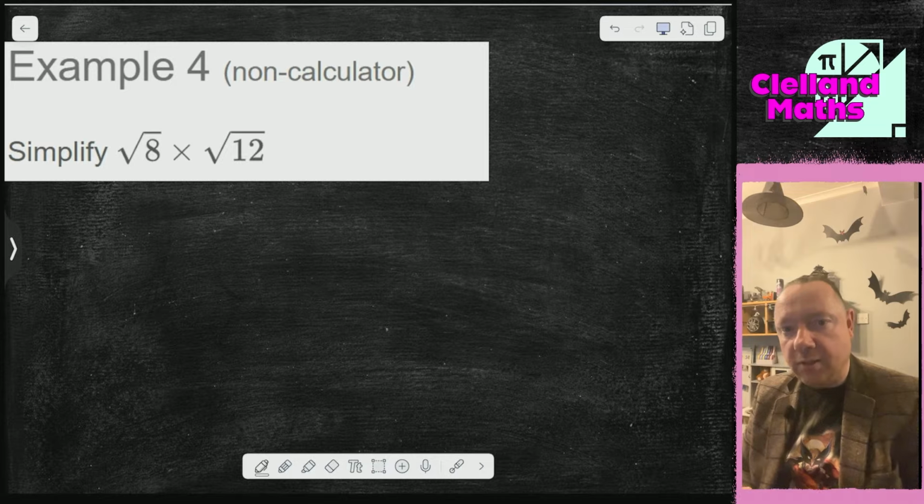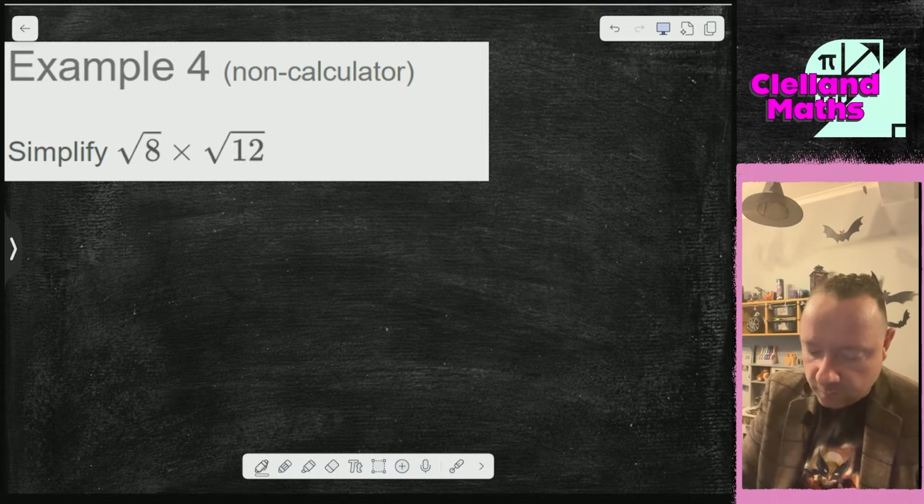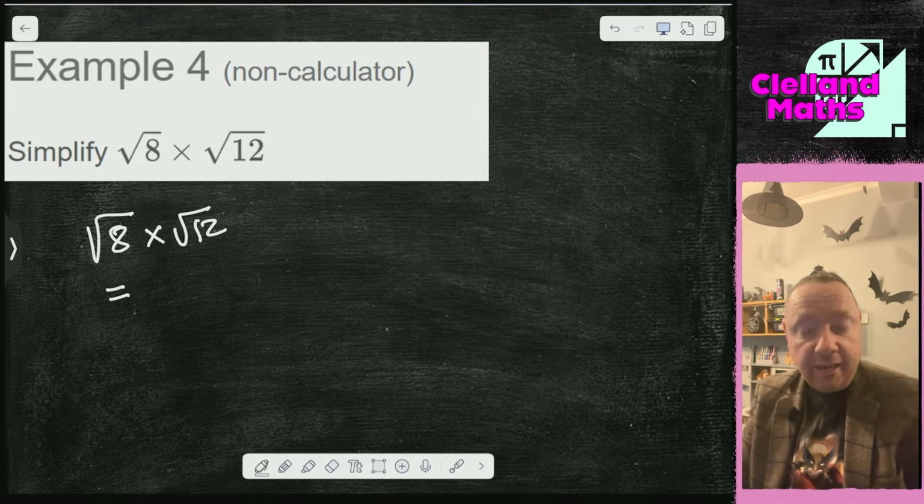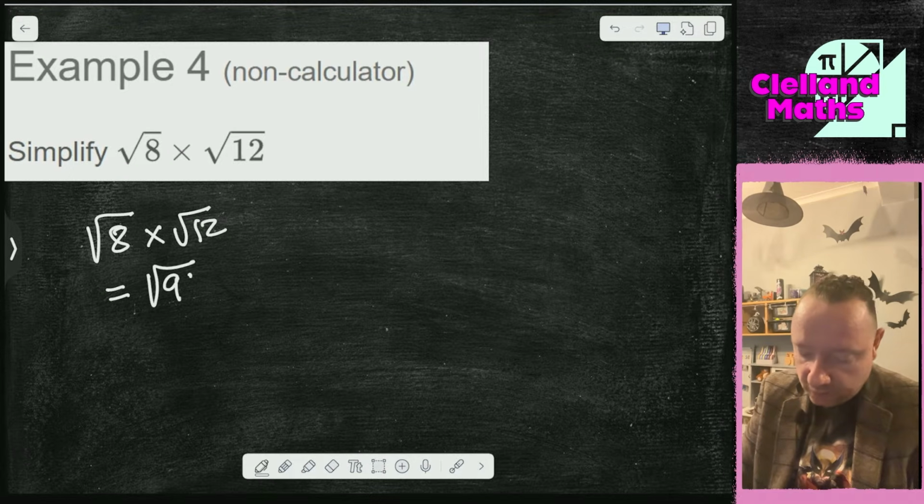Depends how big the numbers are, depends on if that's worth doing or not. I'll do it the first method, the most obvious method. Root 8 times root 12. 8 tens is 80, 8 11s is 88, 8 12s is 96. So now I need two numbers that multiply together to make 96.